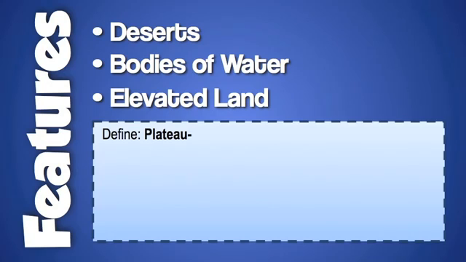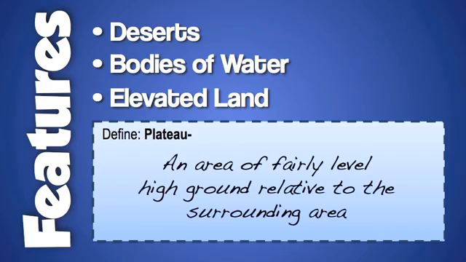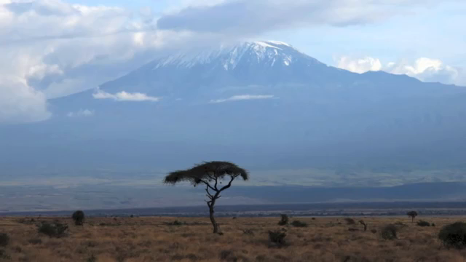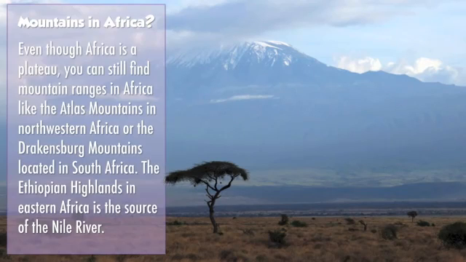Now, the first thing that we need to address here is that Africa is a plateau. What is a plateau? That's an area of fairly level high ground relative to the surrounding area. And we're saying that all of Africa is a plateau, meaning that Africa itself is elevated land. But that doesn't mean that you can't find any mountains in Africa. You can find mountain ranges like, for example, the Atlas Mountains in northwestern Africa that would look very similar to any other mountain range that you might see.